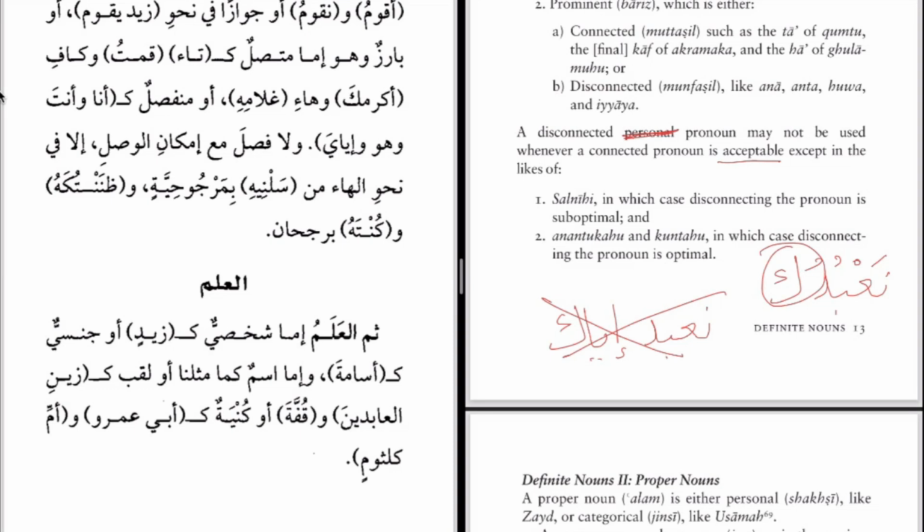So they said a disconnected pronoun may not be used whenever a connected pronoun is possible. Well, they said acceptable. Except in the likes of salnihi, ask me it. So me is a pronoun. Ask me it. If you want a more refined translation, you might say something like, ask it of me. But I just want to bring out what's in the Arabic as much as I can here. Salnihi, ask me it. Illa fi nahwi al-ha. So what did he say in the Arabic? Except fi nahwi al-ha. Here, fi nahwi al-ha, that's missing from the translation.